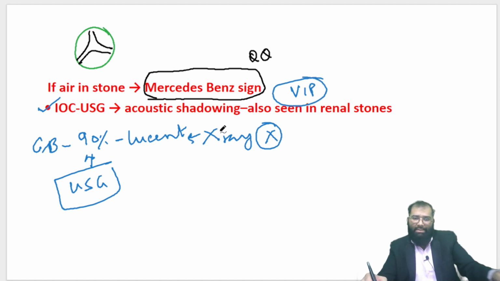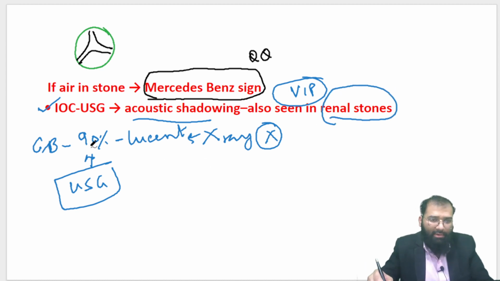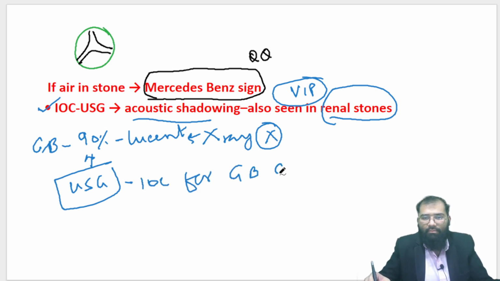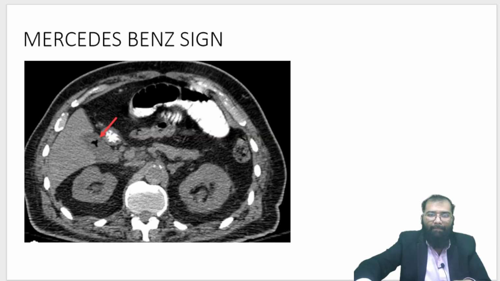Investigation of choice for gallstones is ultrasound. And second important point is that acoustic shadowing is also seen in renal stones. We have discussed this point even before. So USG is the investigation of choice for gallstones, for GB calculi. Okay, with this, let us move ahead.